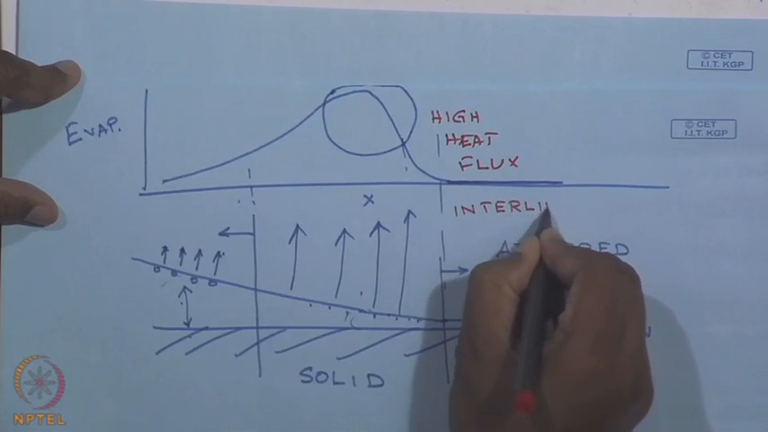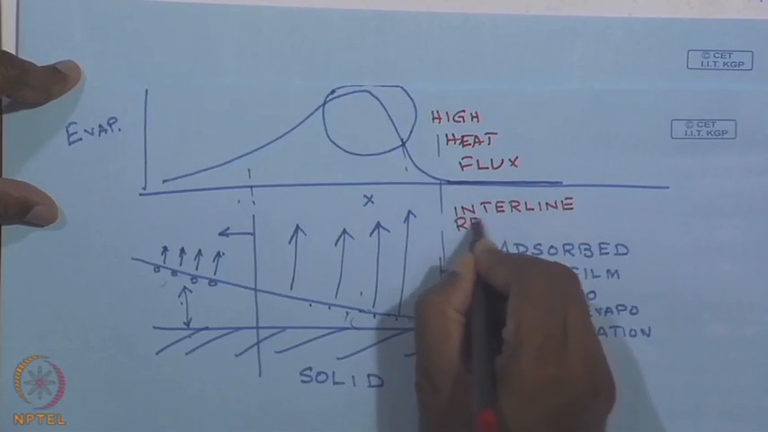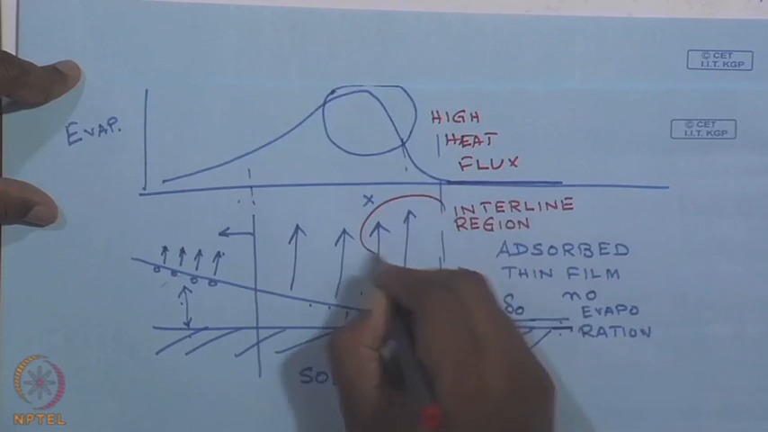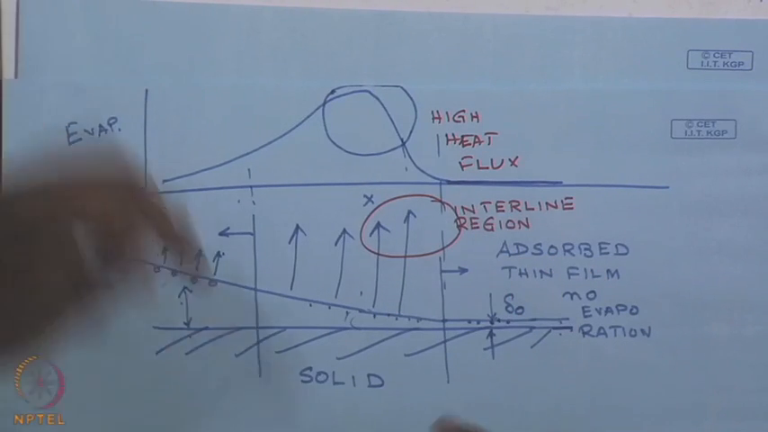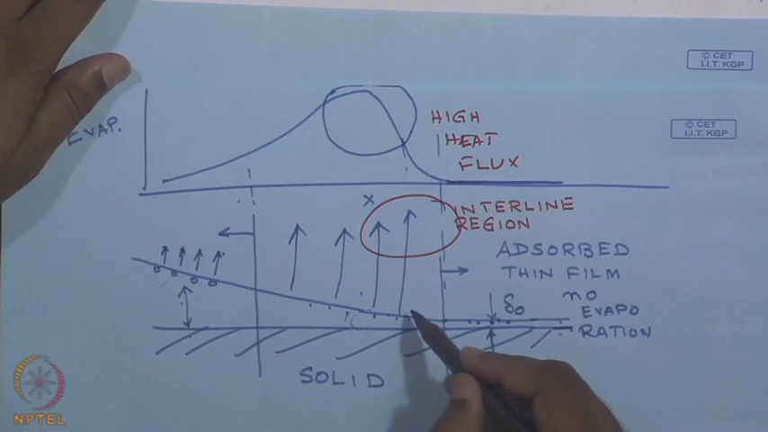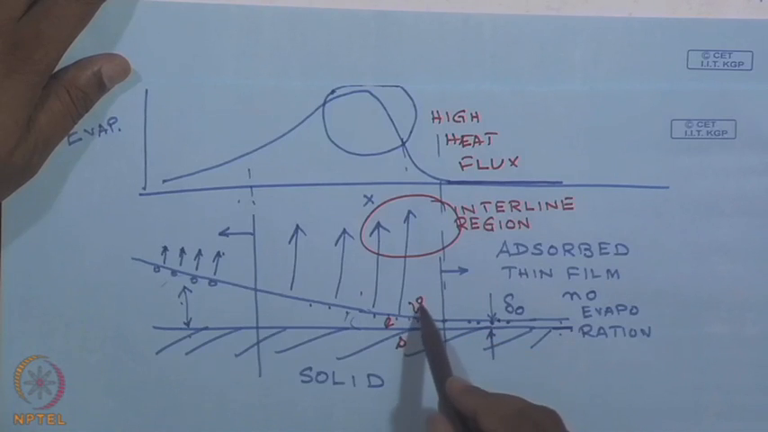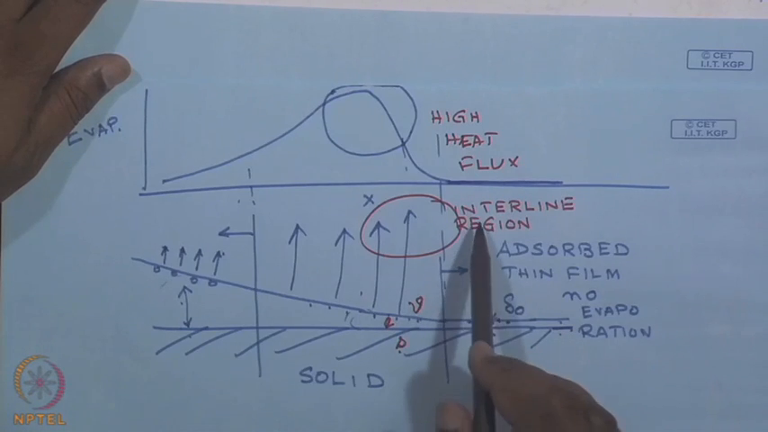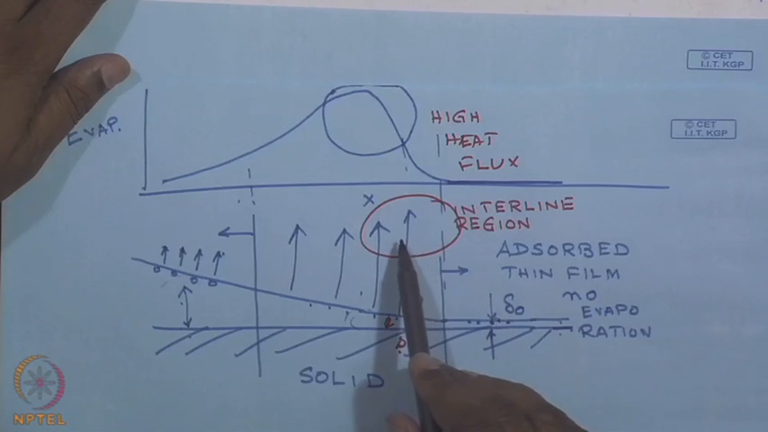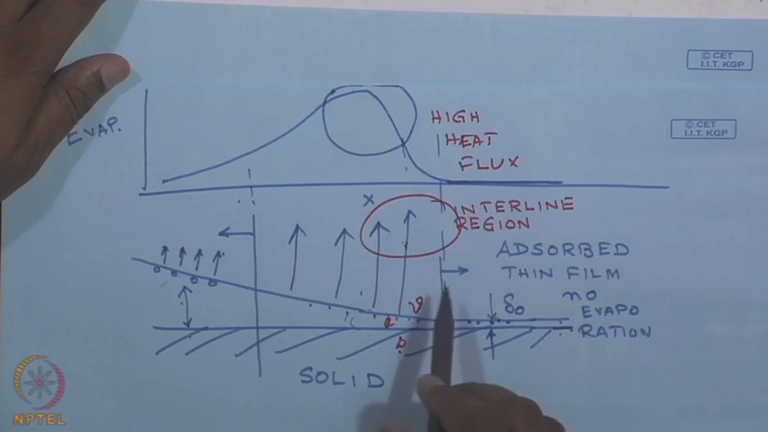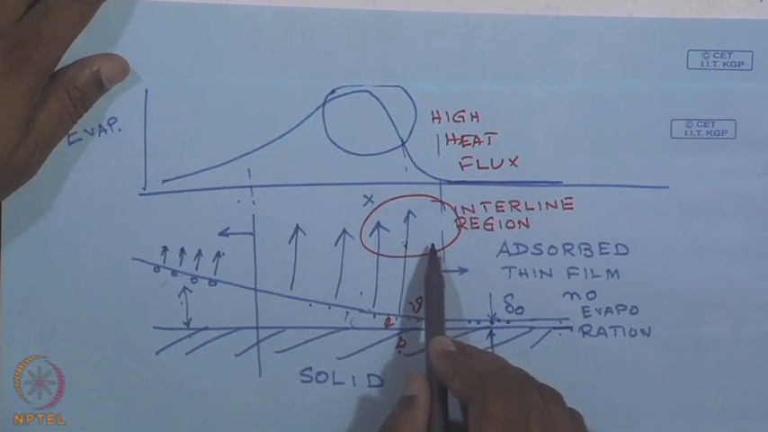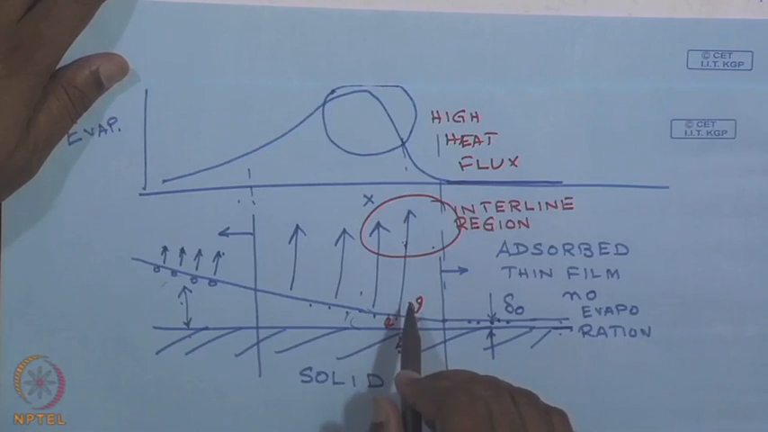So, the interline region is characterized by the proximity of the liquid, the solid and the vapor phases. These three phases are very close to each other in the interline region, and very high values of heat or mass transfer are possible from this interline region. So, the high heat flux or high heat transfer coefficients of the interline region can be utilized to devise and to design heat transfer equipment at very small scales.